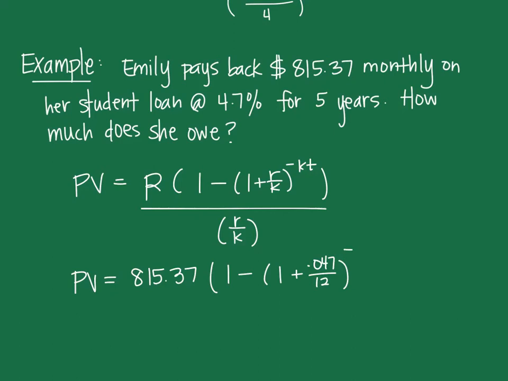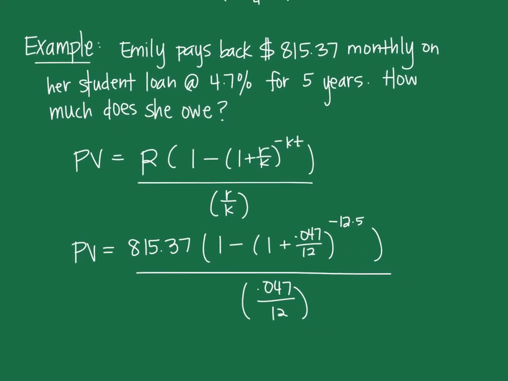And then it's to the negative 12 times 5. That also needs to be in parentheses on the end. And then divide another set of parentheses by 0.047 over 12. Okay, practice typing that in and tell me how much Emily had owed on her student loan.